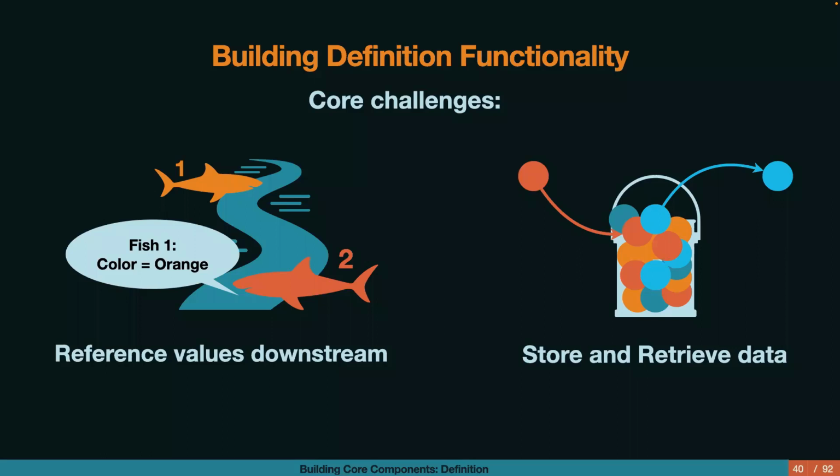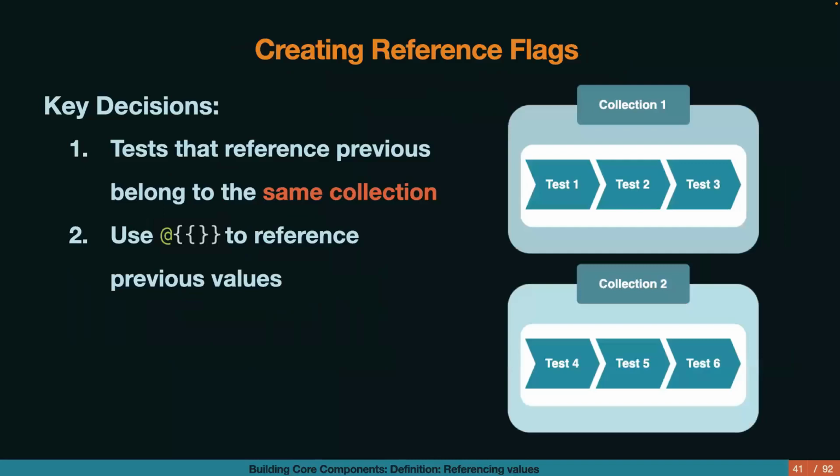We also noticed we were working with a large amount of data. Storing and retrieving that data quickly became a complex challenge. Let's look into the first challenge and how we reference values downstream. We decided to group tests that reference previous values from other tests together into what is called a collection. A collection is a group of tests. This way, when the tests within a collection are run sequentially, values needed downstream will be available. In this example, a value from the response of test 1 can be accessed by test 2 or 3, but not by tests in another collection, such as tests 4, 5, and 6.